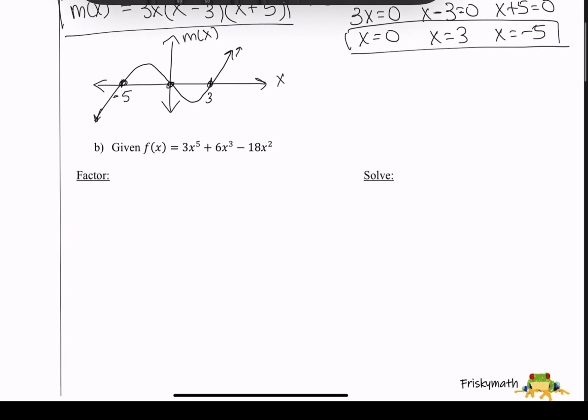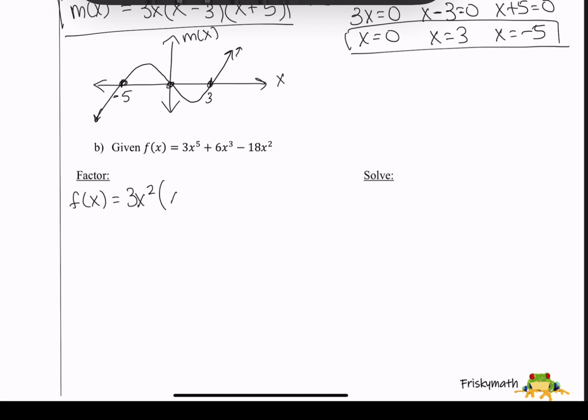All right, moving on to the next one. So again, I'm going to start off by looking for my greatest common monomial, and I'm going to try and factor this. So this function is f of x. Greatest common monomial appears to be 3x squared. I'm going to factor out a 3x squared, and what's left?